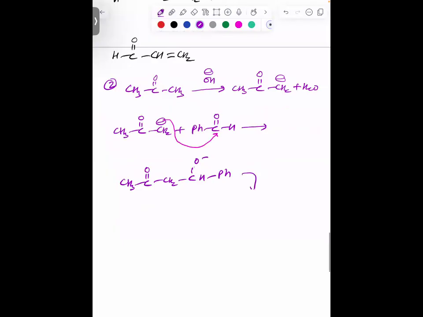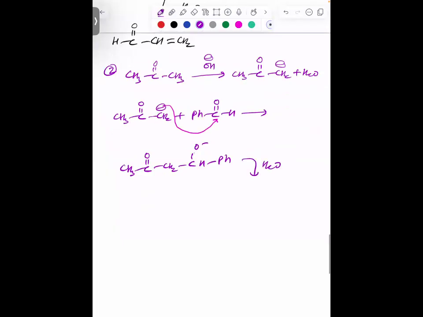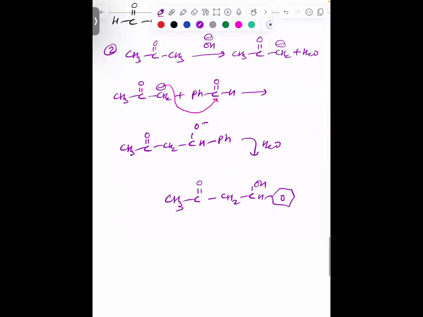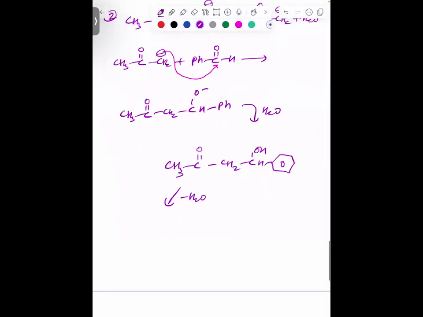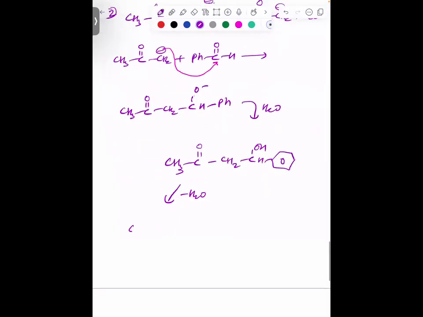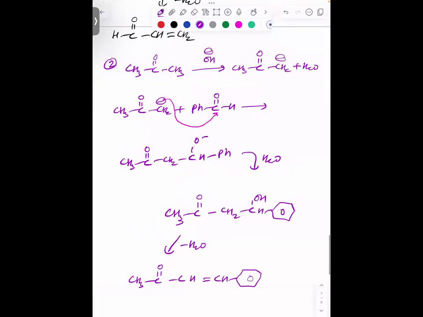Then by taking H plus from water, it is converted to the next compound. Next, the release of water, as it is the extended conjugation. So the final product will be this. This is the product. Note down.